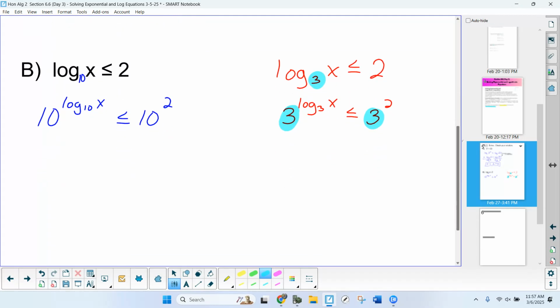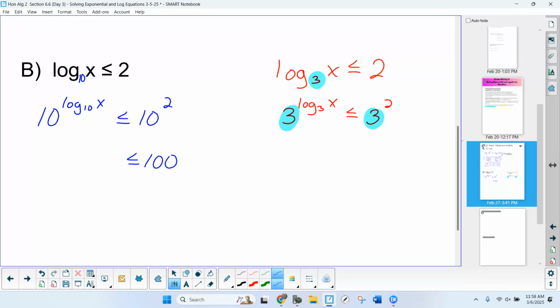All right, now, the right side is easy. What's 10 squared? 100. So we've got 100 over here. And now, there was a rule that we learned that we said if you have b raised to the log base b of x, what was it equal to?